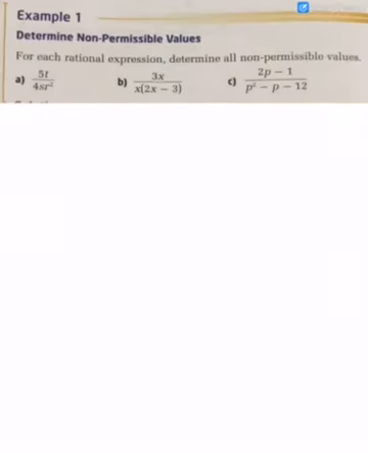Now let's take a look at another one with non-permissible values. So for each one, we're going to determine the non-permissible values. For question A, I see that there's an s and an r squared on the bottom. So s cannot equal 0 and r cannot equal 0. So those would be our two non-permissible values. That s would be 0 or r would be 0 are not permissible.